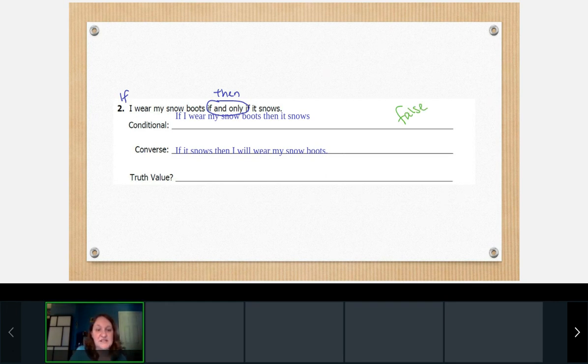All right, converse. If it snows, then I will wear my snow boots. Is that true? Maybe if I was going outside, right? This lady doesn't go outside when it snows. No, I stay inside all nice and warm. So if it snows and I wear my snow boots, well, I don't even have snow boots, guys. So that could be false, right? Maybe it's true for you, and that's fine. And it doesn't really matter here because I already have a false. So for that biconditional to be true, both of these have to be true. And since I already have at least one false, this whole thing is false.